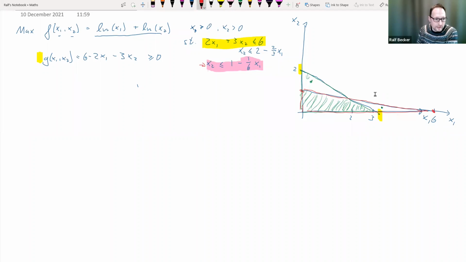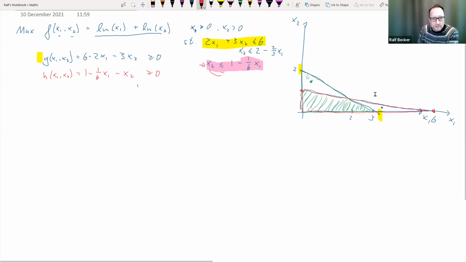So I have to give this a different name. So let's call it h, but you could call it whatever you want. And so how do we formulate that such that it is larger or equal to 0? Well, here on the larger or equal side, we already have 1 minus 1 over 6x1. We bring the x2 just over to the other side. So it's 1 minus 1 over 6x1 minus x2. Okay, so that is the red constraint.